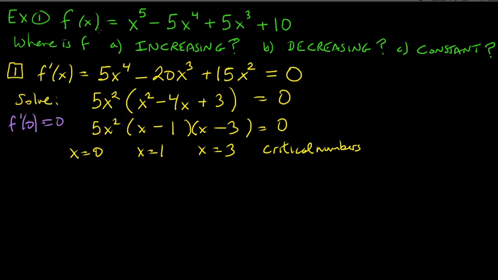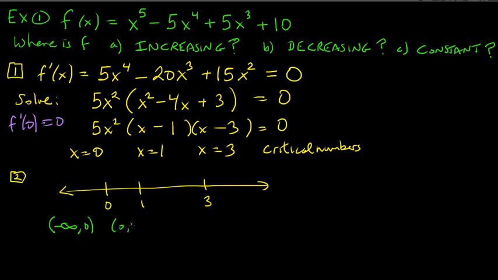Okay, so what's step 2? After you find the critical numbers, draw a number line. So here's my number line, and luckily these went in order here. So here's x equals 0, here's x equals 1, and here's x equals 3. So these are my 3 critical numbers. And they divide the line up into 4 separate intervals: from negative infinity to 0, from 0 to 1, from 1 to 3, and then from 3 to infinity.